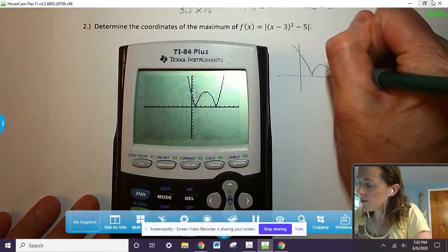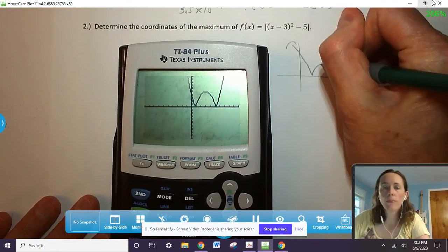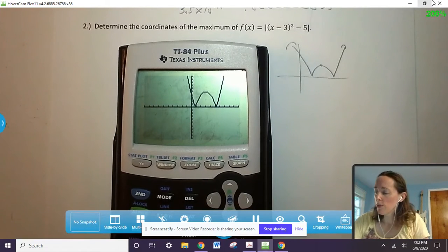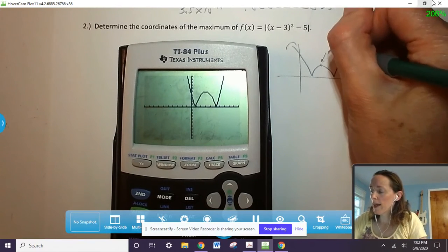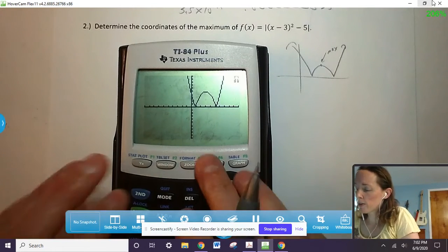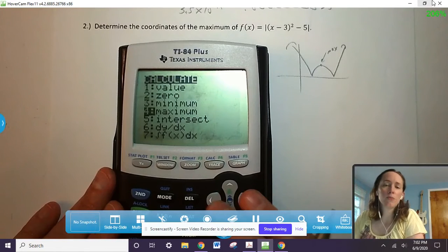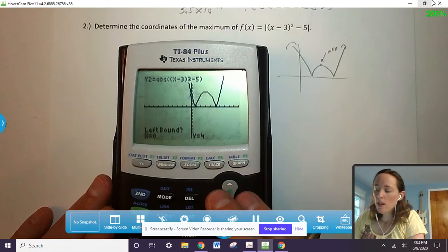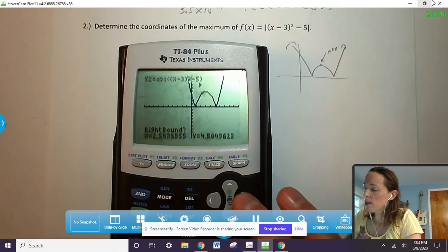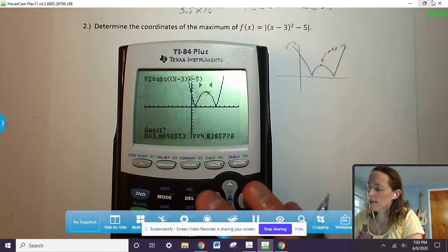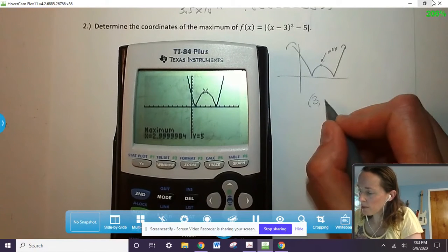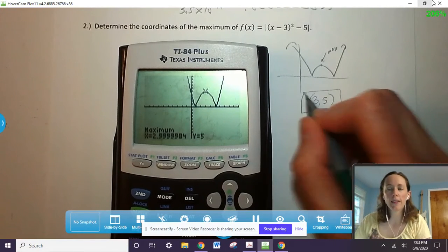And again, I could ask you all different things. I could ask you where your graph changes from increasing to decreasing. That would also be asking for a maximum. I could ask you where the x-intercepts are. I could ask you for the y-intercept. Lots of things we might want to know about this graph. But right now, it's the maximum that I'm interested in. So I'm going to go over toward that max, do a left bound, a right bound, and a guess. And if I'm rounding to 4 places, I get 3.5 as my value for that maximum.